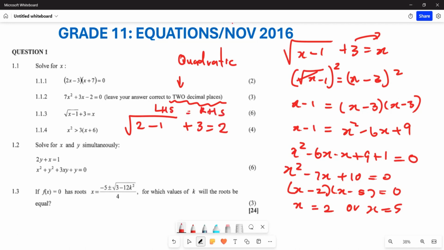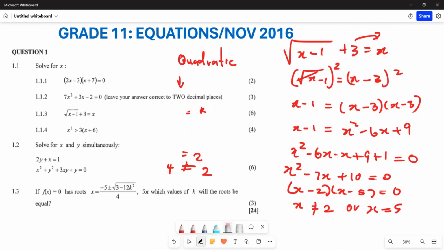Now, what is it that you're going to have here? Here you are going to have 1 plus 3, which is going to be equal to 2. Can you see that 4 is not equal to 2? Which means your solution here can never be equal to 2. So basically, this is how you're going to do these types of questions. Now, let's move swiftly along.